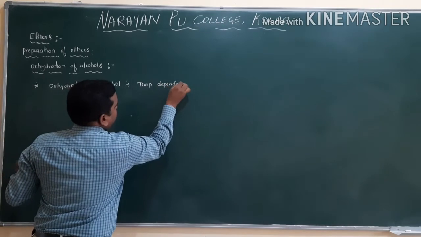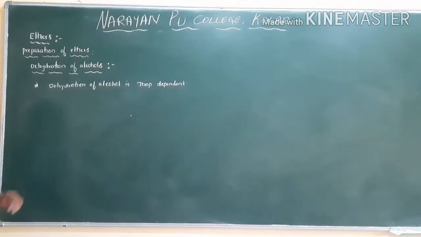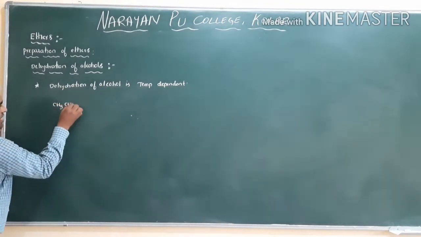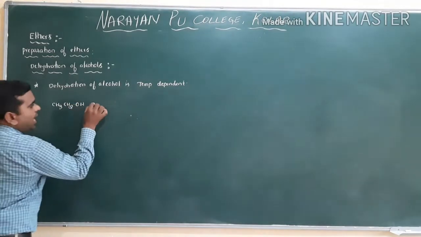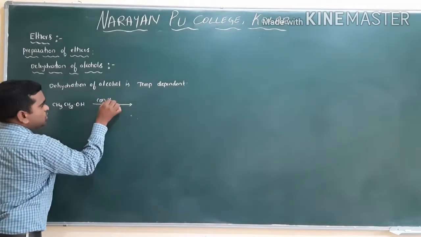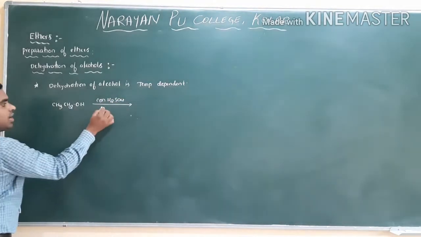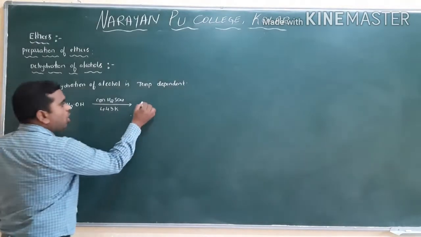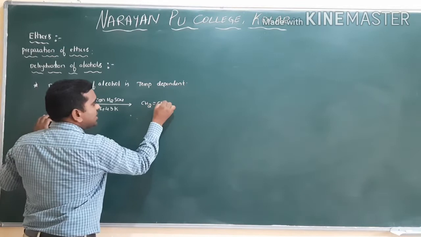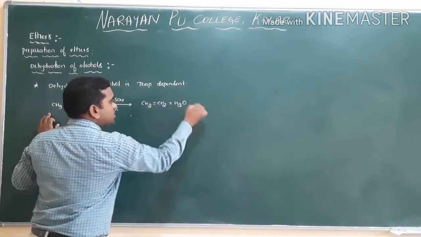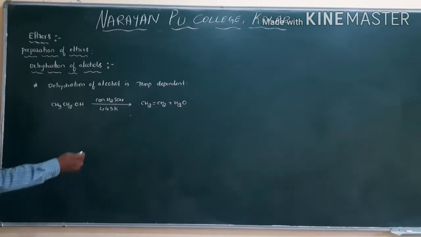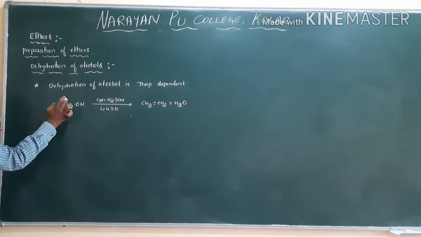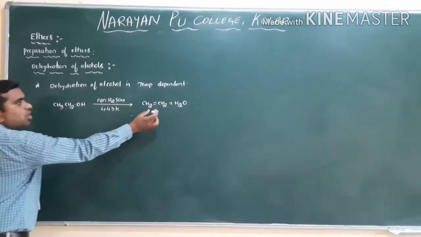It depends upon temperature. Clear? As we have already discussed, take ethanol, CH3CH2OH, with concentrated H2SO4, and here we maintain 443 Kelvin. What product did we get? We got CH2=CH2 plus H2O. Is the water molecule removed or not? Yes. So here you see the water molecule is removed within the molecule. One hydrogen from here and OH from this carbon, H and OH are removed and you get the double bond here.